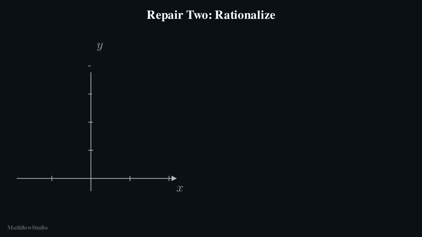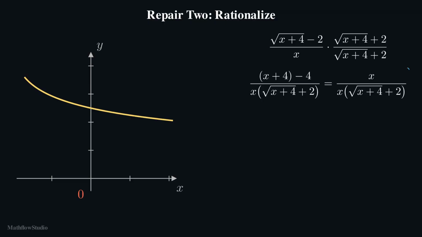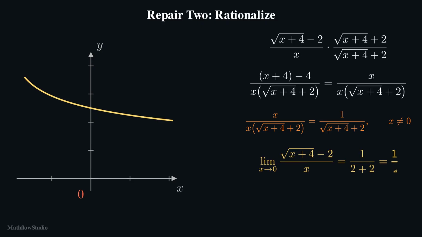Substituting 0 into the second example gives the same indeterminate form. The second repair multiplies above and below by the conjugate. The product of the two conjugate factors clears the root from the numerator. Canceling the common factor leaves an expression substitution can handle. Substituting 0 into the rationalized form gives 1 over 2 plus 2, which is 1/4. The curve carries a hole at that height, exactly as the first repair did.